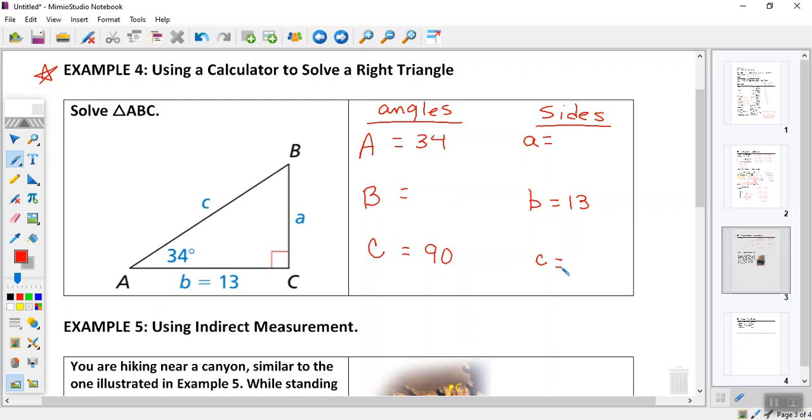A and C. Okay, question for you, kids. I heard some people throwing numbers out. I heard 56 is a value. Yeah. Why are you coming up with 56? 90 plus 34 equals 124, and 180 minus 124 is 56.